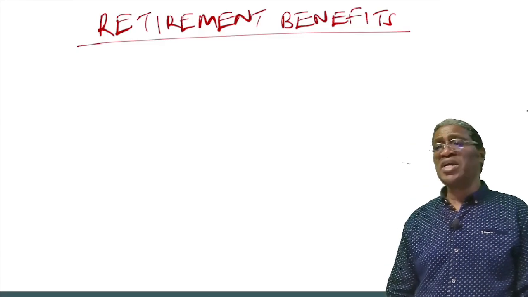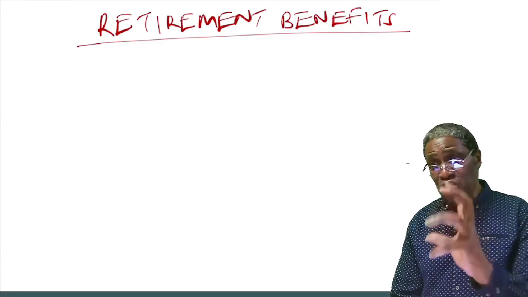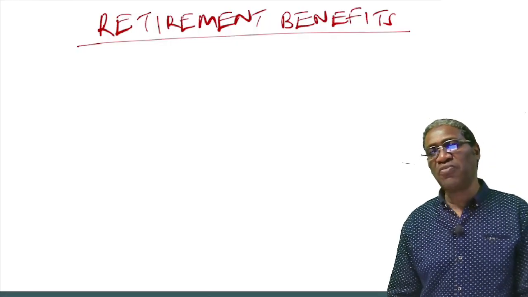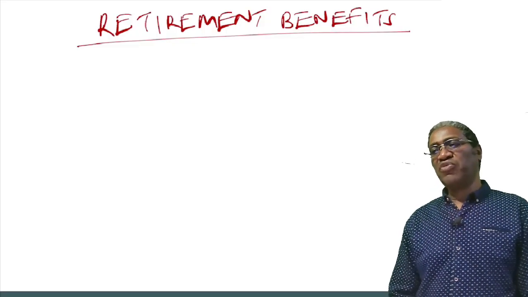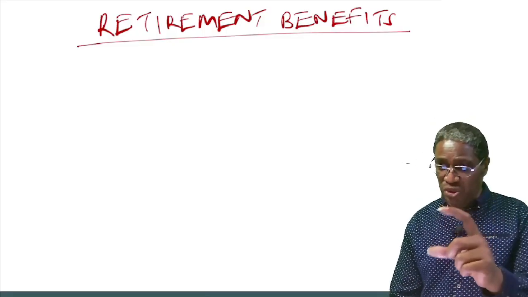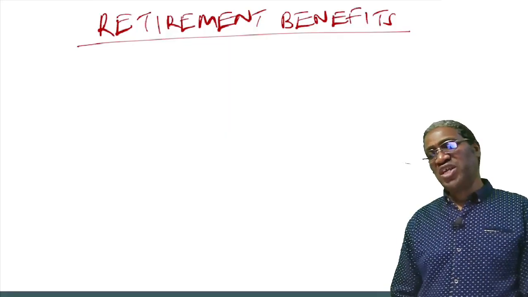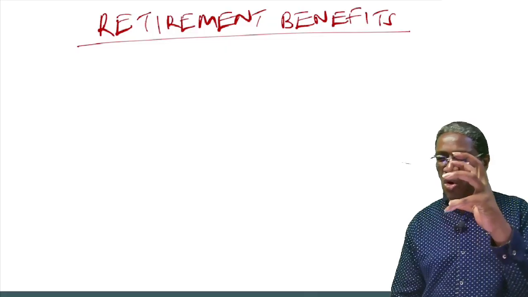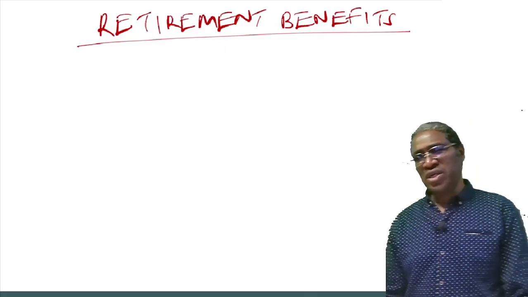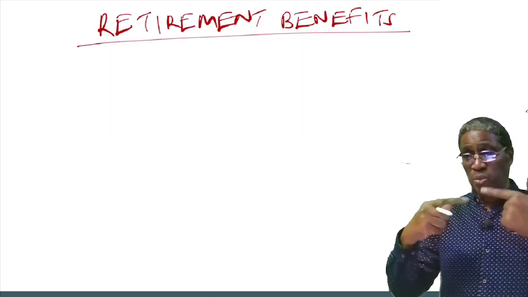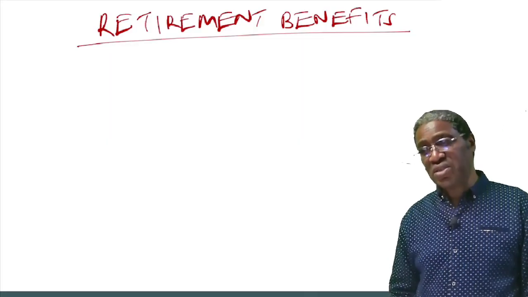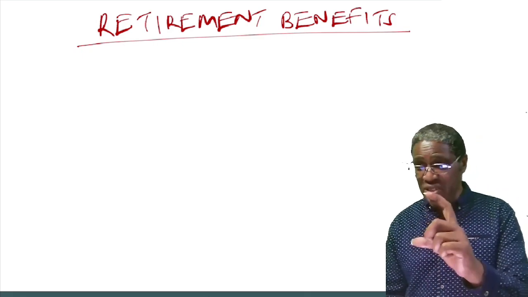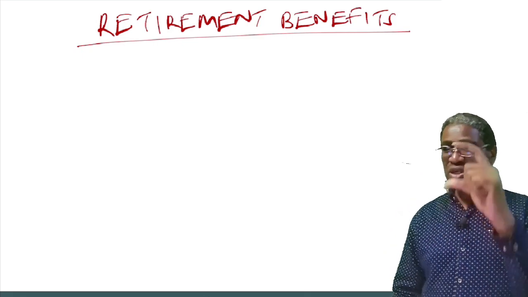First, I would start by saying this is not a new topic to you. In your financial reporting of the intermediate level, or if you did the old syllabus in your financial reporting of section 3, you did a topic called accounting for pension. We are going to use almost the same terms. It's only that we are going to develop the topic further than you did it at the intermediate level. So that's what I'm saying. This is not a new topic to you.